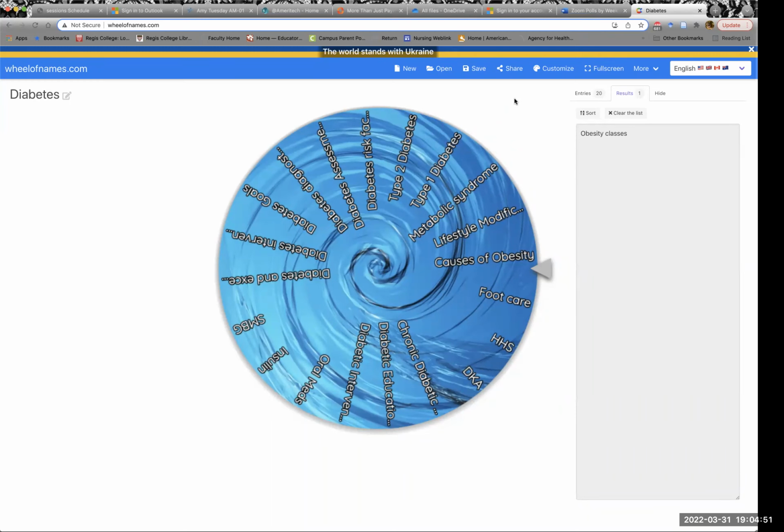What else? Oral meds. Who can get oral hypoglycemic medications? Is it type 2? Yep, only type 2. Type 1 cannot receive oral hypoglycemics. So our two big ones are going to be metformin and glyburide.